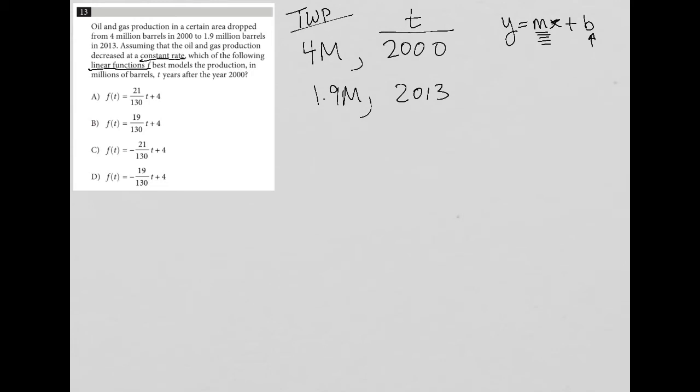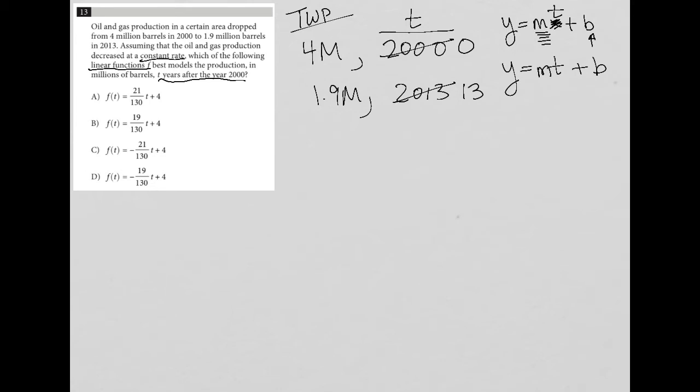So if t is the variable that represents years, then I'm going to put t above here, and instead of an x, I should have a t. So I'm going to rewrite this as y equals mt plus b. The other thing that changes here is that it says we're looking at t years after the year 2000. So instead of having 2000 here, I'm going to put 0 because the year 2000 is 0 years after the year 2000. And instead of 2013, I'm going to replace that with 13, again, because the year 2013 is 13 years after the year 2000.